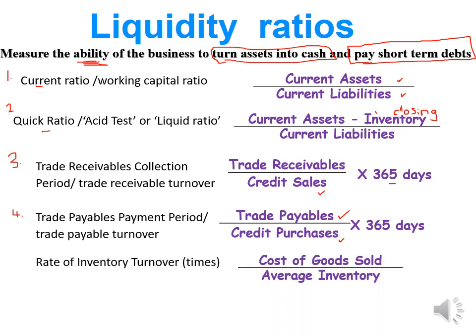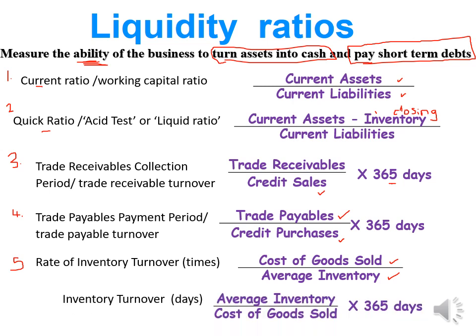Next one is number 5, rate of inventory turnover. You take the cost of goods sold, divide with average inventory. If not mistaken, in incomplete records we already learned this formula. Inventory turnover: cost of sales over average inventory.